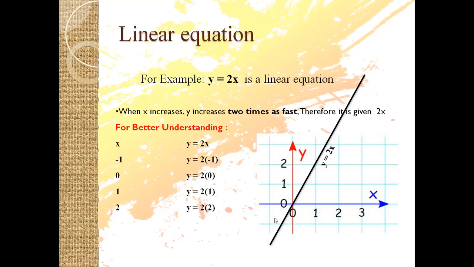And why is this equation called a straight line? If you join all these points in the graph, where x is minus 1, x is 0, x is 1, and x is 2, the points you get in this equation, y equals minus 2, 0, 2, 4, these points will give a straight line. That is why these equations are called straight line equations.